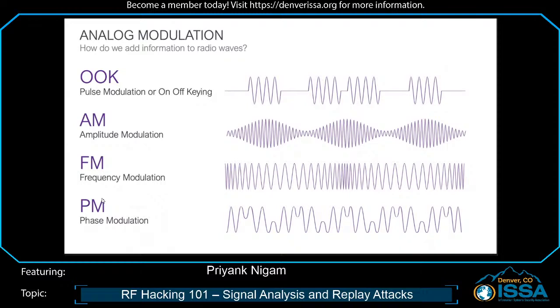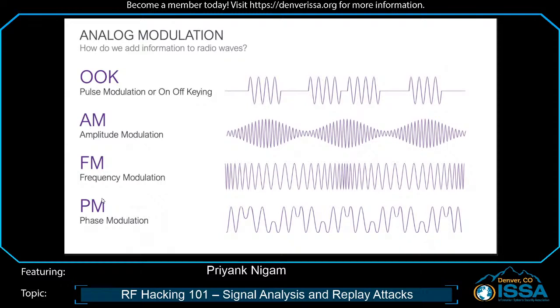AM radio uses this, and I think older analog TV signals also use this kind of modulation. The next one is frequency modulation. It changes the frequency, how many waves pass per second, to carry the information. The most common thing that comes to mind is FM radio. And the last one is phase modulation, which is used in applications.